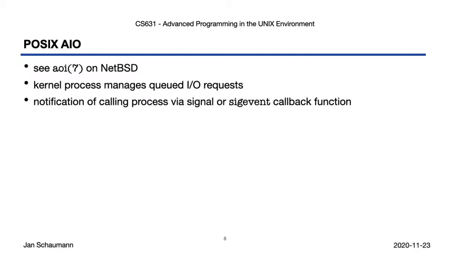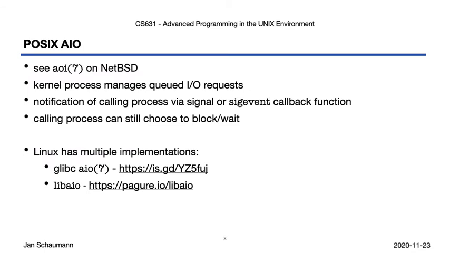Notification of a calling process happens via a signal or SIGEV structure, and the calling process still has the option to block. Unfortunately, the different implementations of POSIX AIO vary slightly across UNIX versions, making portable implementations difficult. For example, Linux has multiple implementations: a POSIX AIO implementation via GNU libc, as well as a separate library, libaio.